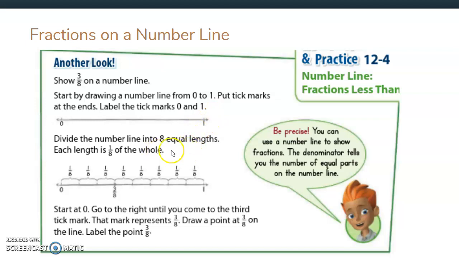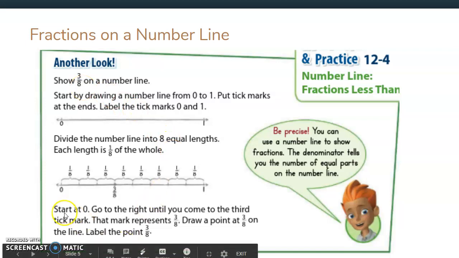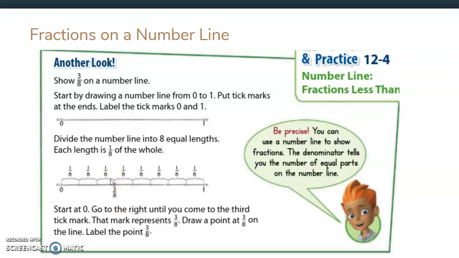And then it says divide the number line into 8 equal lengths. Each length is 1/8 of the whole. And what they're asking us to do is show 3/8. So the directions are start at 0, go to the right until you come to the 3rd tick mark. That represents 3/8. Draw a point at 3/8 on the line and label the point 3/8.